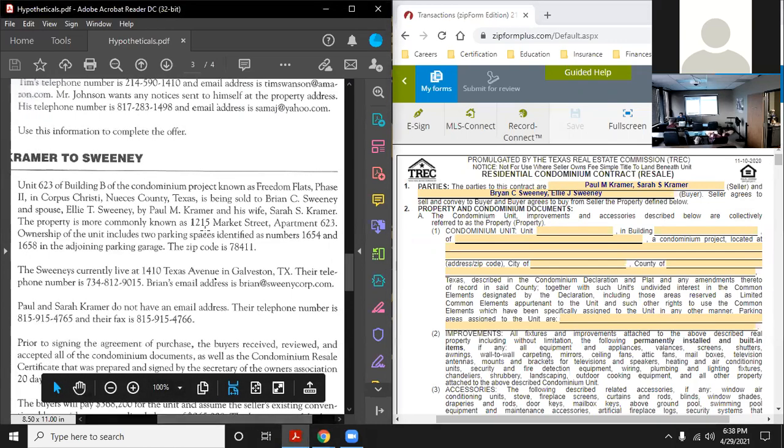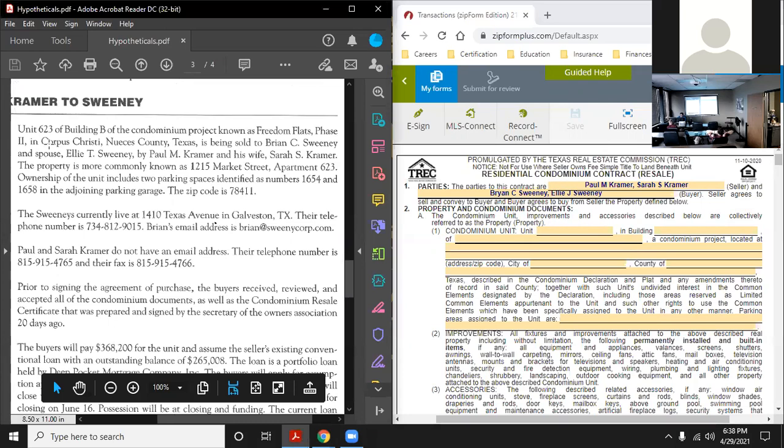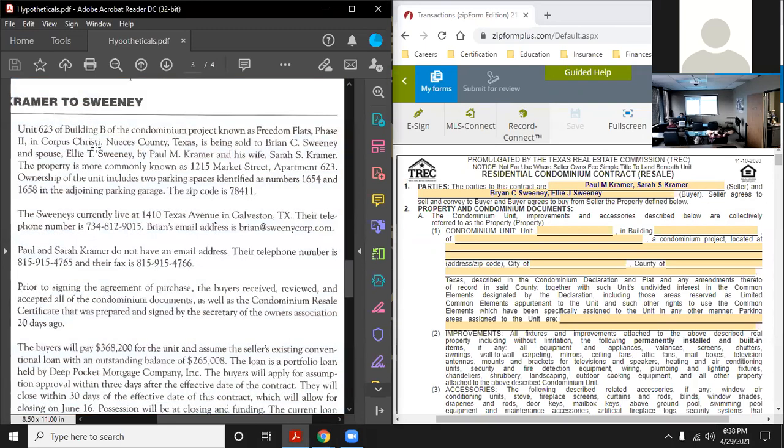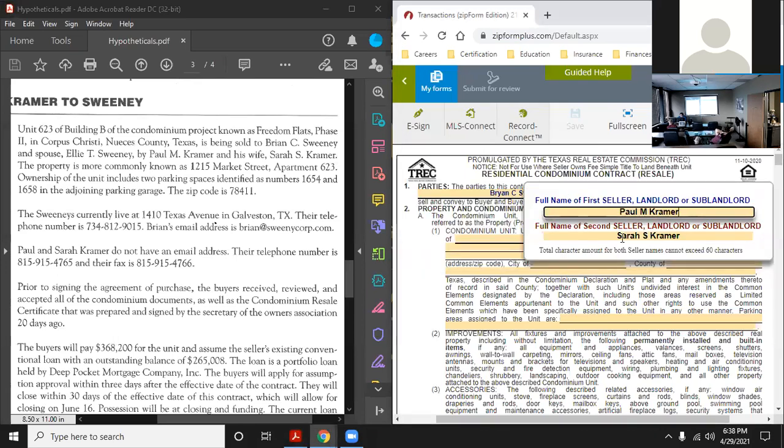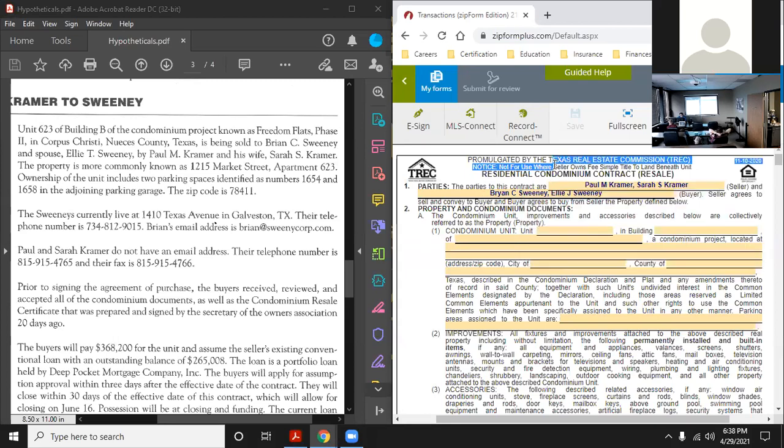This is the Kramer to Sweeney transaction. So, Unit 623 of Building B of the condominium project, known as Freedom Flats Phase 2 at Corpus Christi, Nueces County, Texas is being sold to Brian Sweeney and spouse Ellie Sweeney by Paul Kramer and his wife Sarah. So the buyers are going to be Brian C. Sweeney and Ellie J. Sweeney, and the sellers are Paul Kramer and Sarah Kramer.